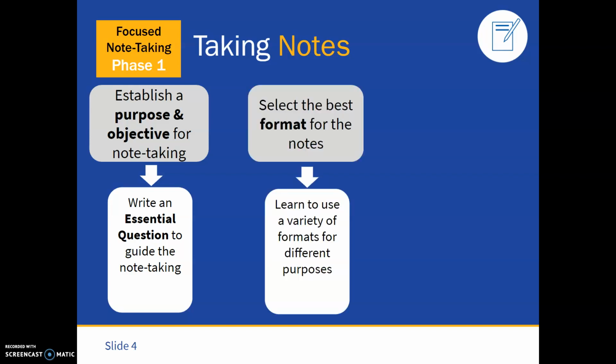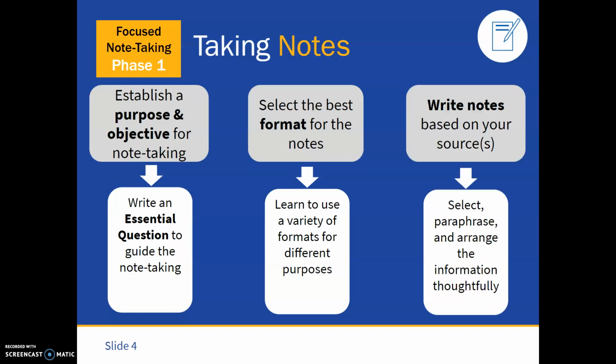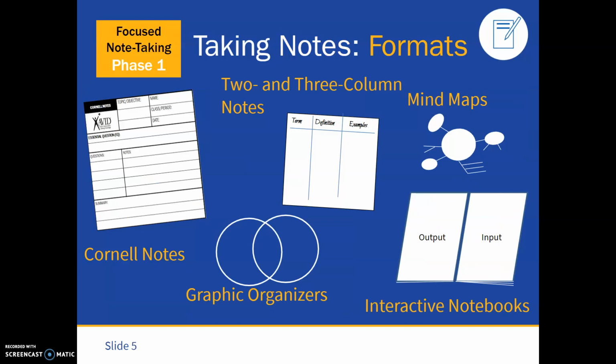So select the best format is next. There's a variety of different formats. Avid has always used Cornell Notes in the past, and then they realized that it's not always the best. So there are different ways to take notes. And then write notes based on your source. So paraphrase, arrange the information thoughtfully. Okay, so we take a big article or a big piece of information and we chunk it down and summarize it so we can really just target it.